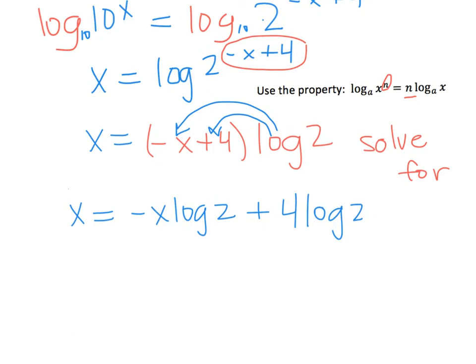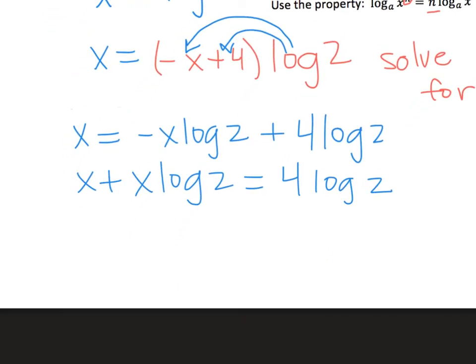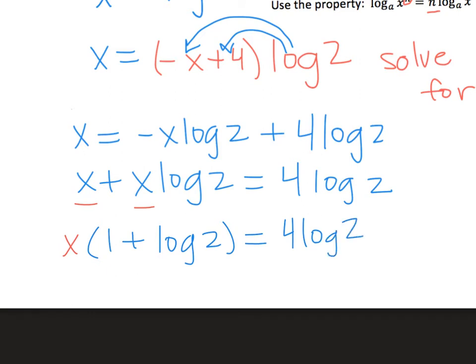Now, x's show up on 2 sides of the equal sign. Let's move the negative x log 2 term to the other side by adding it. And we're almost there. X shows up twice. So if we want x to show up 1 time, we're going to factor it out. Well, if we take x out of x, we get 1. If we take x out of x log 2, we're left with log 2. And the other side is still 4 log 2.